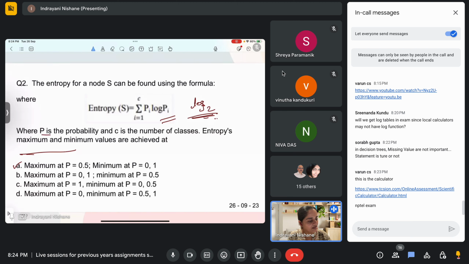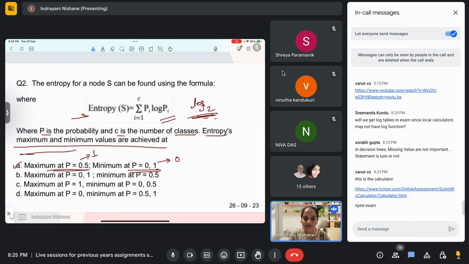P is probability and C is number of classes, so the log is to the base 2. Now entropy has a maximum and minimum value. These are facts, and they are part of the lecture also. If you go to watch the lectures, this is covered there. So maximum value happens at 0.5, which is 1, and minimum value at P 0 and 1, which is 0.